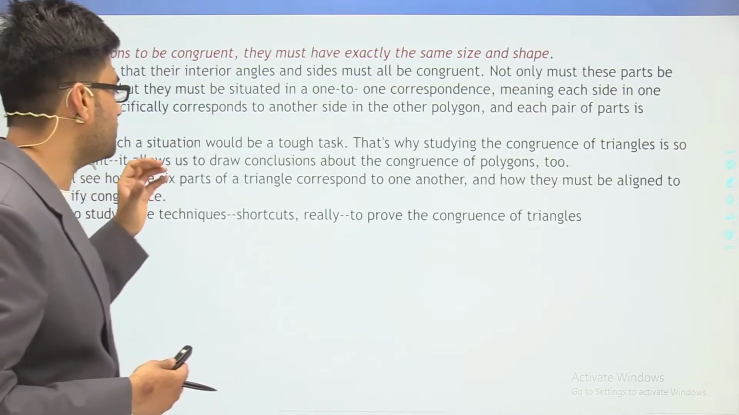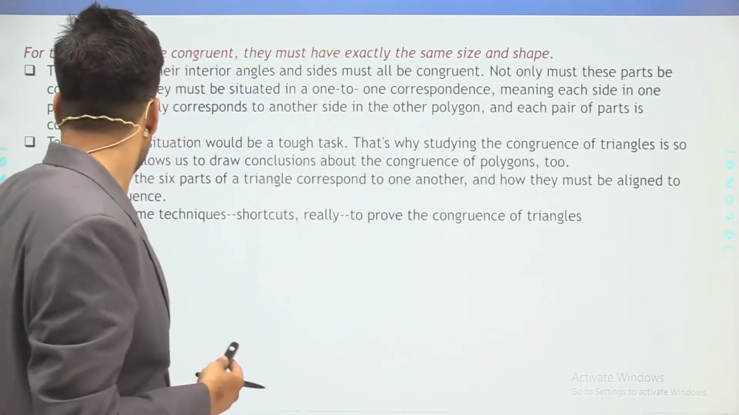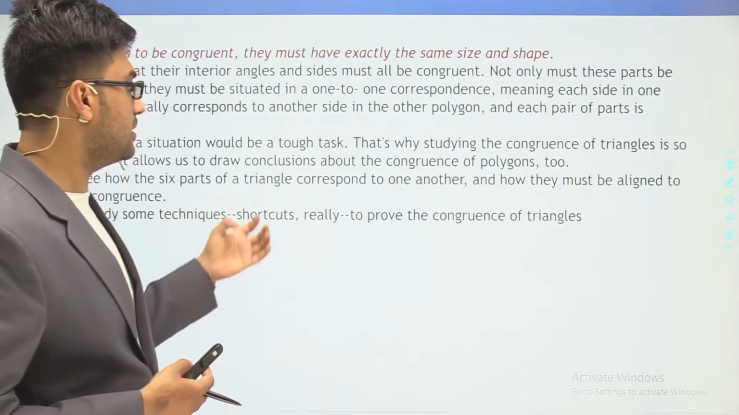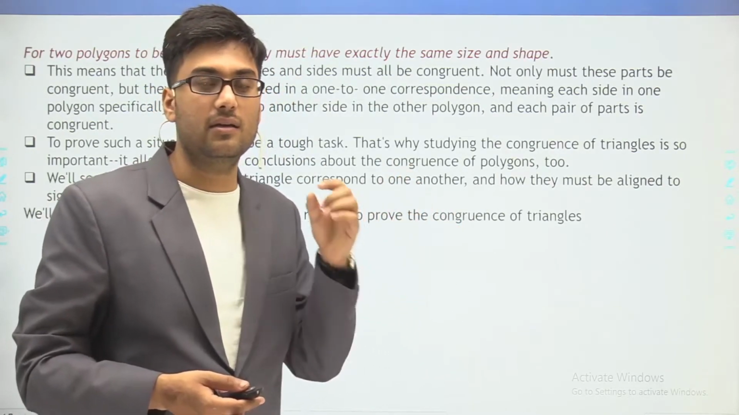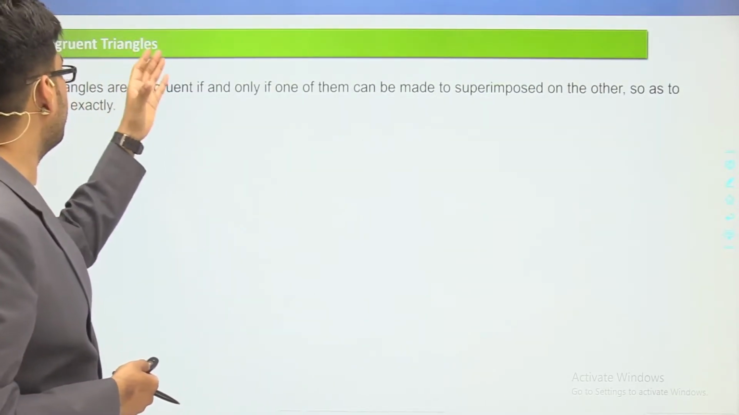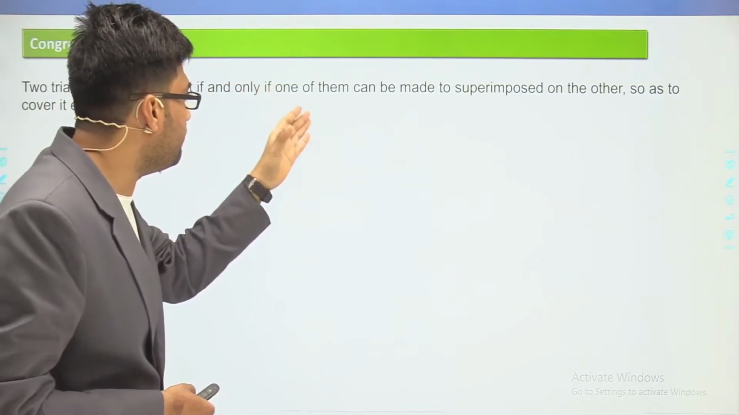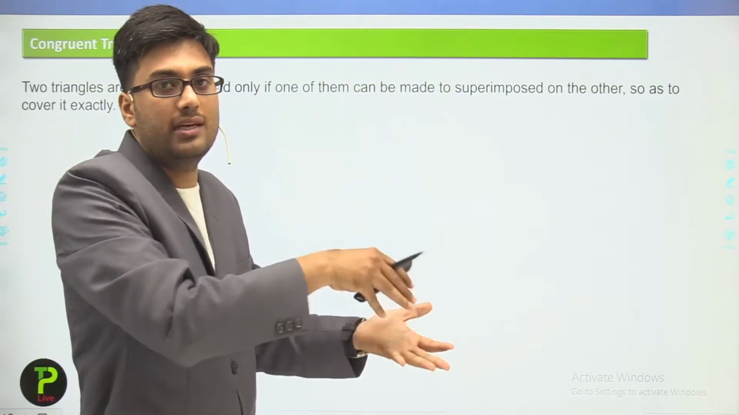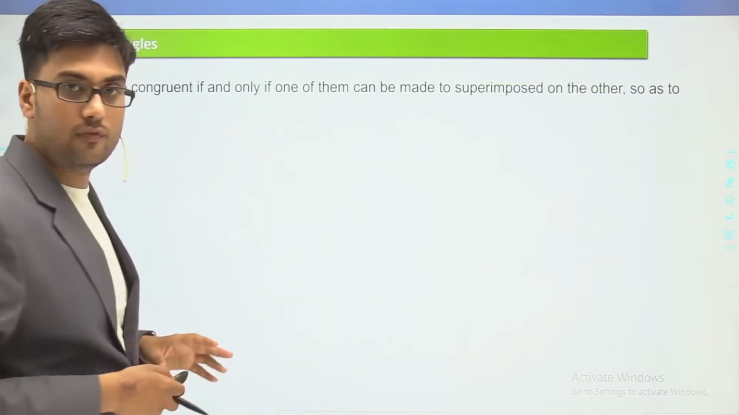We will see how the six parts of a triangle correspond to one another and how they must be aligned to signify congruence. Clear? We will also study some techniques, really shortcuts, to prove the congruence of triangles, and we call these techniques the criteria of congruency. And students, let's discuss congruent triangles. Two triangles are congruent if and only if one of them can be superimposed on the other, or we can say coincide with each other, so as to cover it exactly. This is the meaning of congruency of triangles.